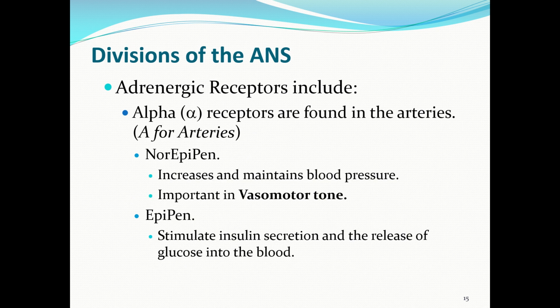Adrenergic receptors include alpha and beta. So alpha receptors are found in the arteries, and you can remember A for arteries. And with norepinephrine, that increases and maintains blood pressure. And again, it's important in the vasomotor tone. And then with the epinephrine, it stimulates insulin secretion and the release of glucose into the blood.